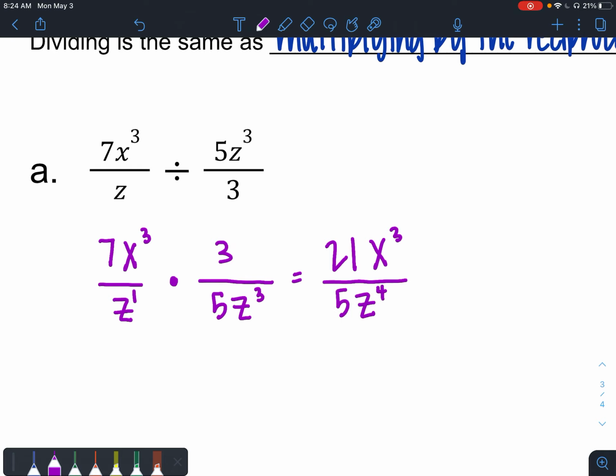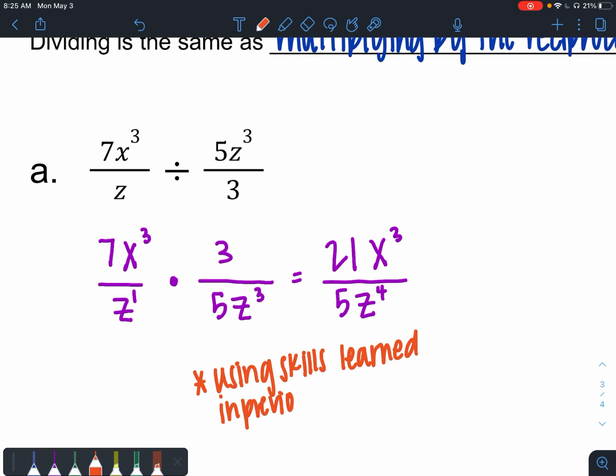So we're actually using a lot of skills learned in previous chapters. Okay.